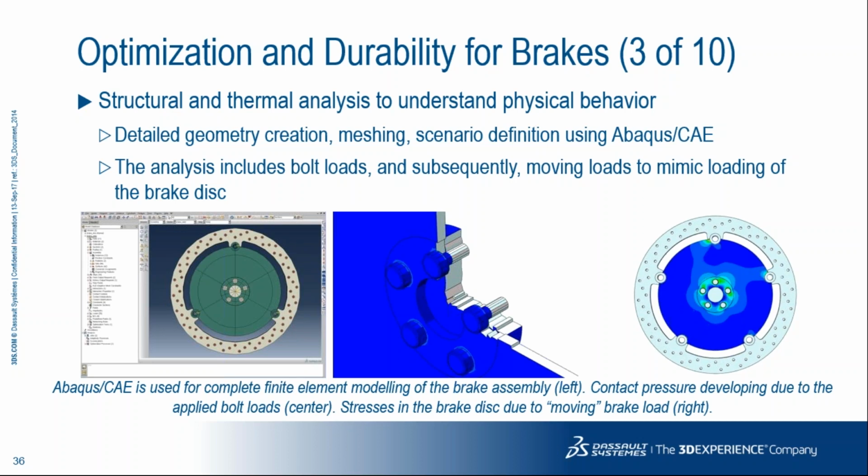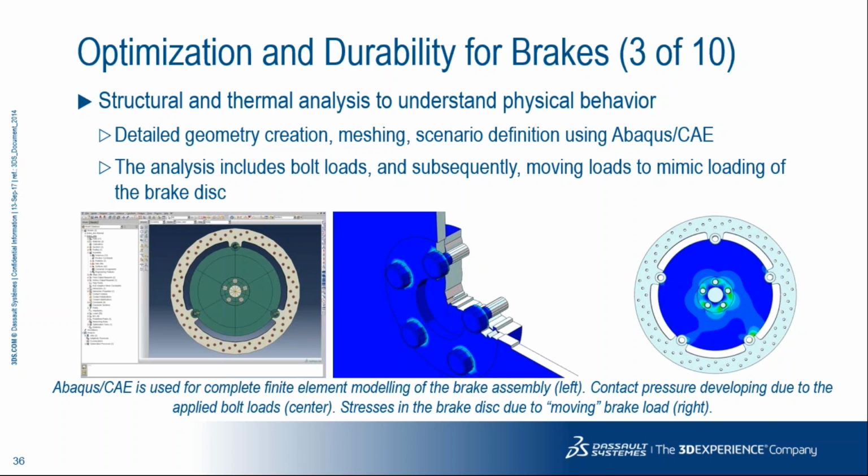Moving on to the next slide on optimization and durability for brakes, which covers the structural analysis that helps us mimic the stresses and deformation when the brake forces are applied onto the disc. The capabilities of Abaqus in terms of realistic contact are also depicted. Then the thermal analysis, which is most important in terms of heat dissipation, because heat is generated by frictional applications, and which also covers the cooling of the disc. This way we can find out the temperature distribution in the disc.